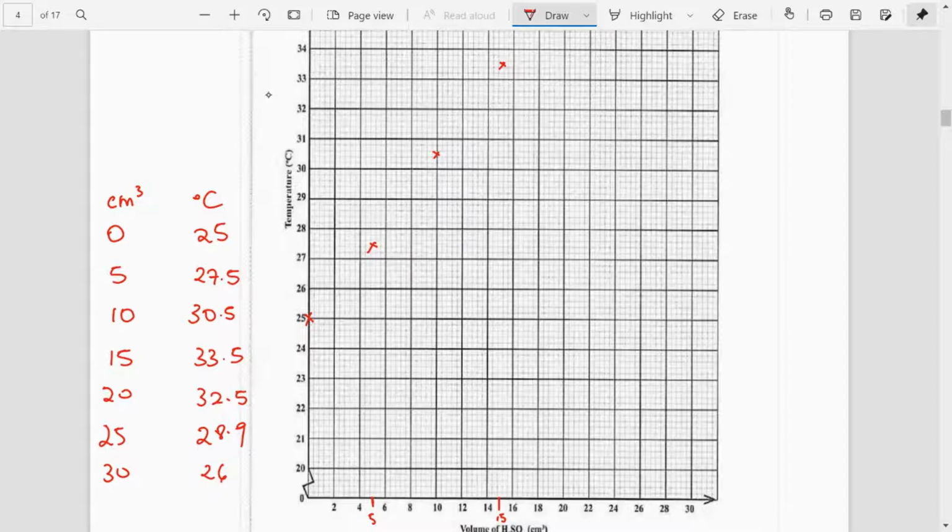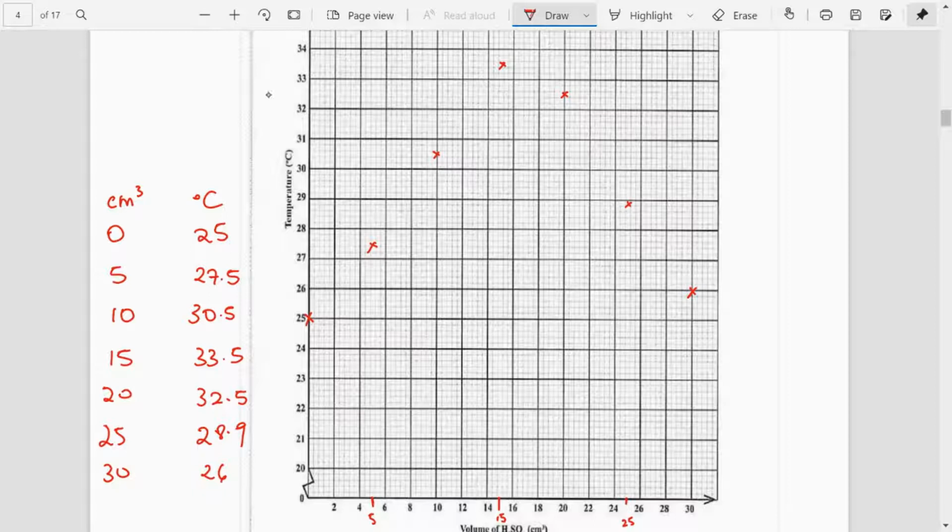And at 20, 32.5. And at 25, which will be about right here, 25 we have 28.9. 28 is right here. 28.9 will be about here, right below that line. And at 30, we have 26.9. All right.